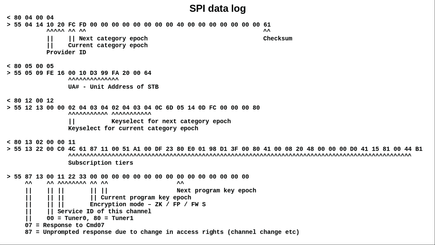Command 04 includes the current category key epochs and key selects in use. Command 05 includes the unit address number. Command 13 returns the authorized subscription tiers for this unit. Commands 7 and 87 provide information about the channel currently being decrypted.